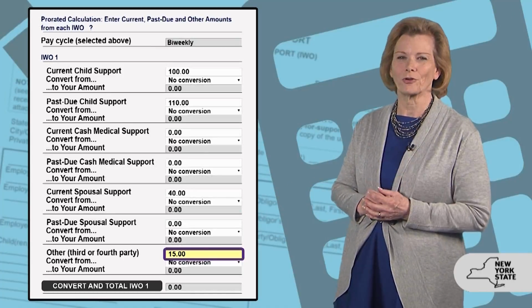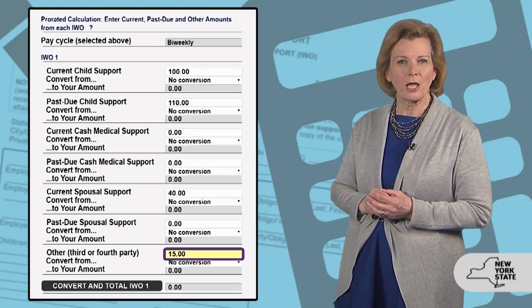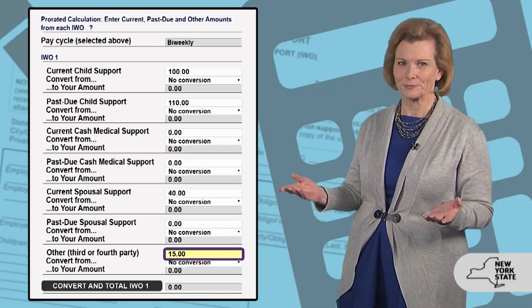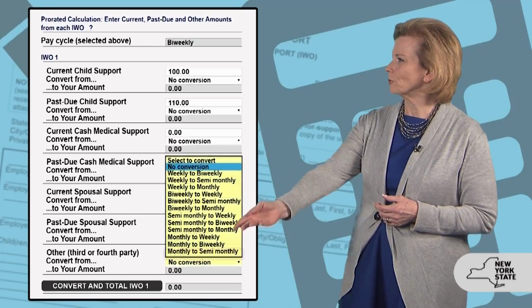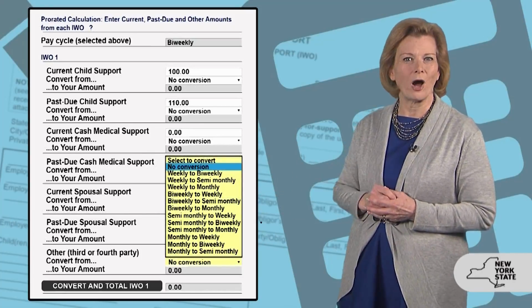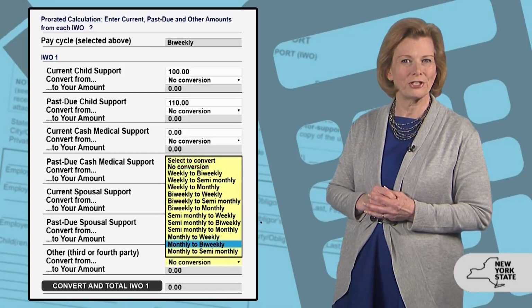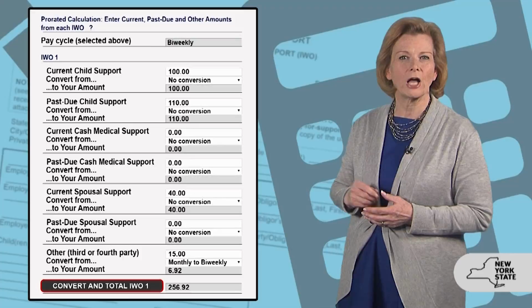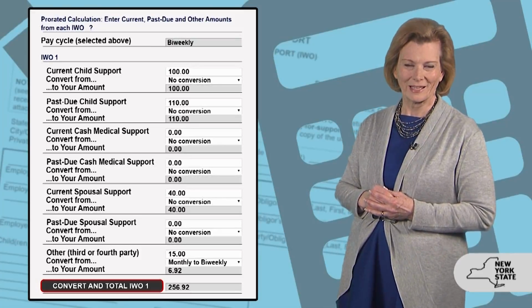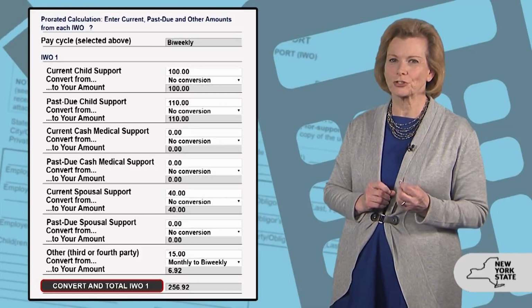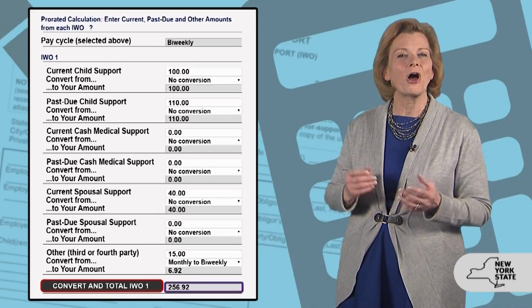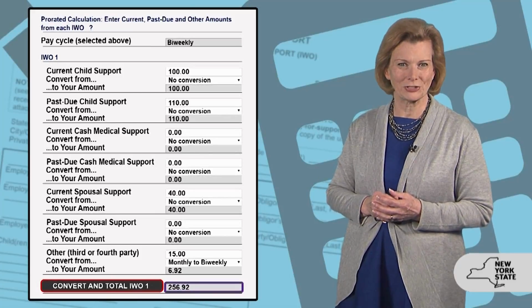For this category, we'll convert since the payment frequency is monthly and our pay cycle is biweekly. To do this, use the Convert From drop-down menu on the calculator and select Monthly to Biweekly. Next, click the Convert and Total IWO1 button. This calculation will match the total amount to withhold on the IWO, in our example, $256.92.